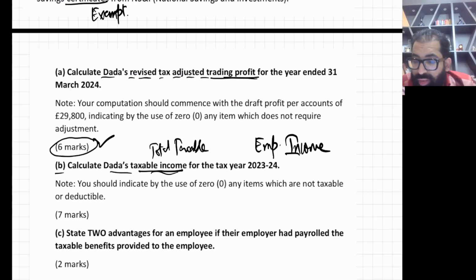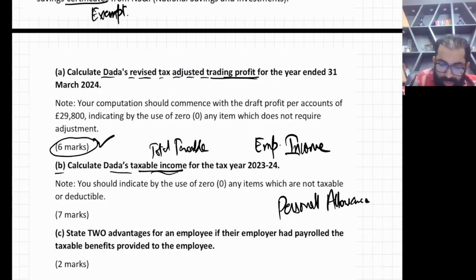Taxable income means after deducting personal allowance. Dear student, these are basic things you must know. So 7 marks, again cash marks. So 6 and 7, 13 marks.